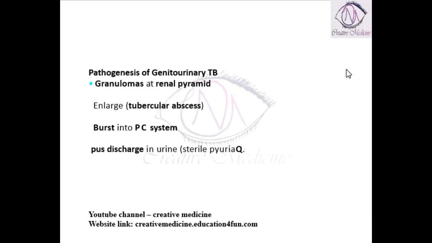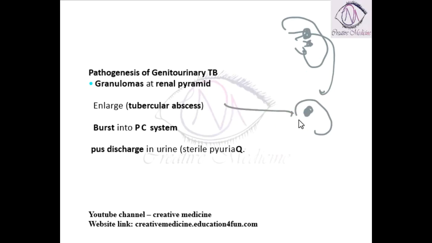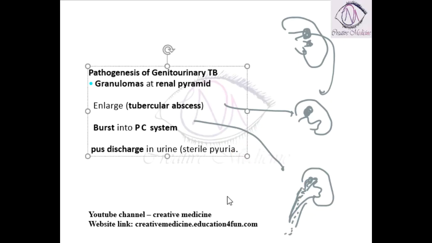If this is the kidney, in the renal pyramids, you will see formation of granulomas, and these granulomas will enlarge and form tubercular abscesses. Then these tubercular abscesses will burst into the pelvicalyceal system, and when they burst into the pelvicalyceal system, the pus in the abscess will be discharged in the urine, resulting in sterile pyuria. So sterile pyuria is seen in genitourinary tuberculosis.